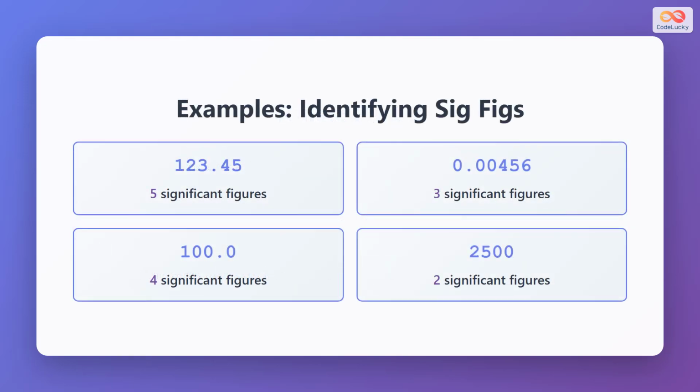Let's practice identifying significant figures with some examples. 123.45 has 5 significant figures because all digits are either non-zero or zeros between non-zero digits. 0.00456 has 3 significant figures. The leading zeros don't count. 100.0 has 4 significant figures. The trailing 0 after the decimal counts. 2500 has 2 significant figures because trailing zeros without a decimal point are not significant.